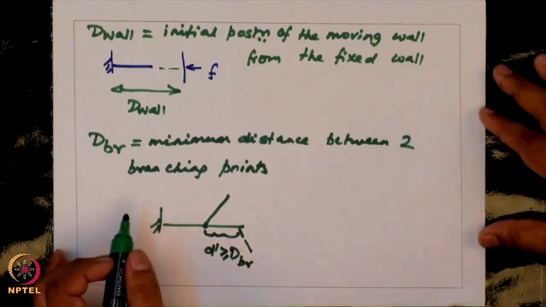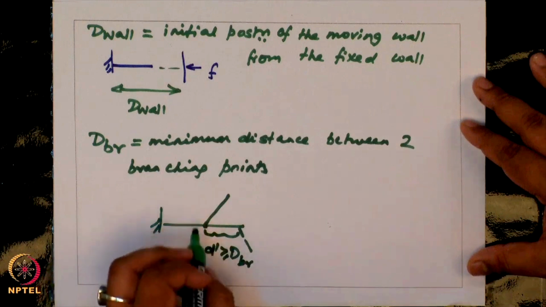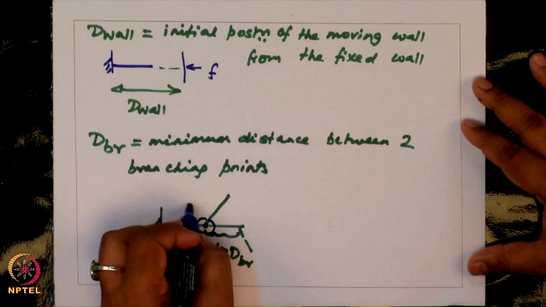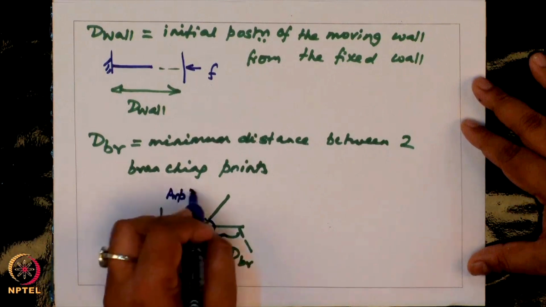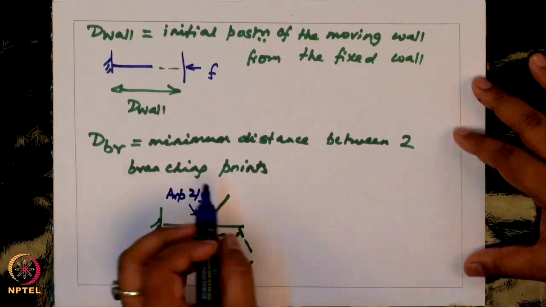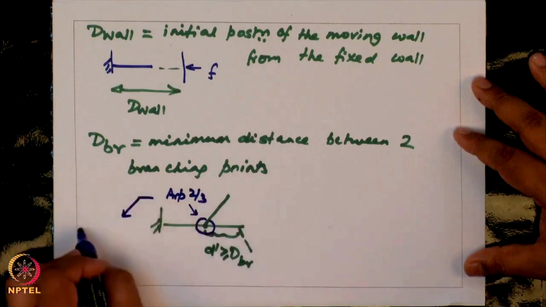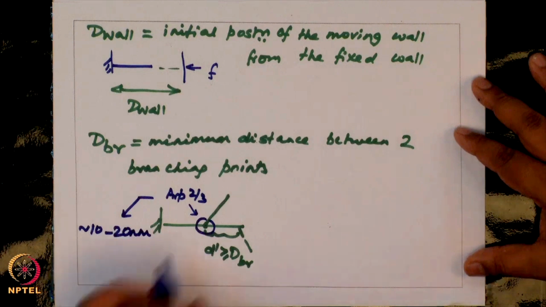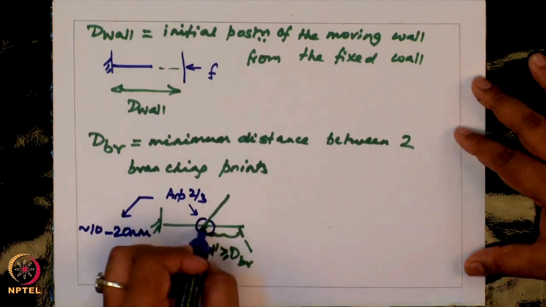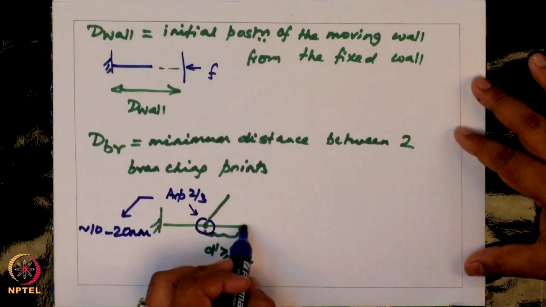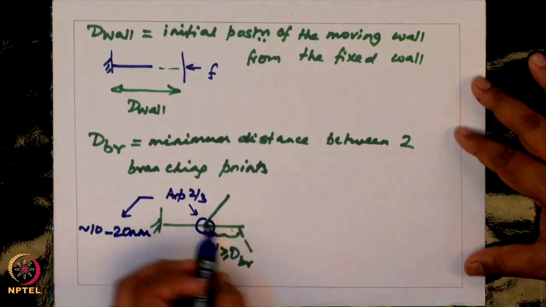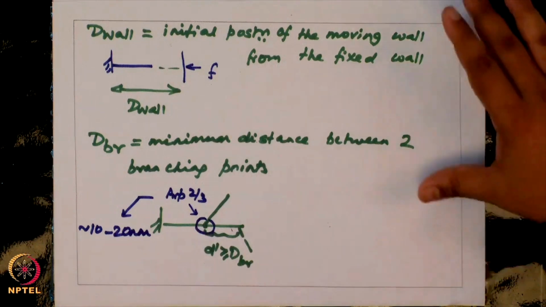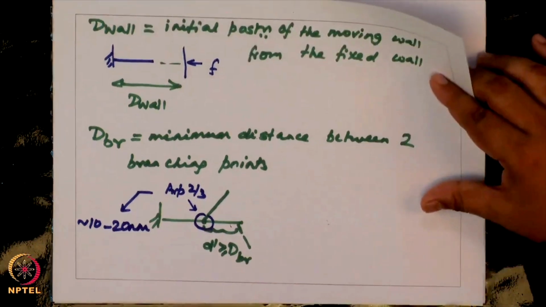And what is the physical significance of that? One possible reason is that this branching event is mediated by a protein called ARP2/3, and the size of ARP2/3 has been estimated to be of the order of 10 to 20 nanometers. So, if you have a big protein sticking to this point, there is a likelihood that the next binding zone will be some distance away from this binding point. So, you have d_Br and d_wall.